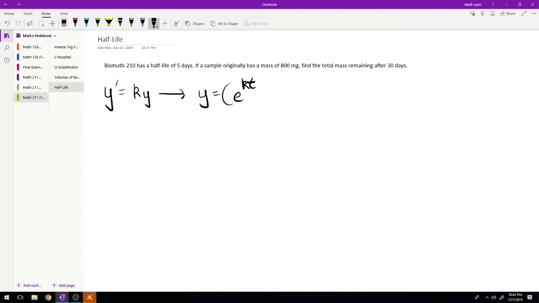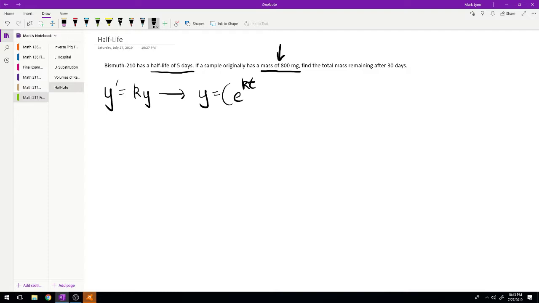So to the problem now. It says bismuth 210 has a half-life of 5 days. If a sample originally has a mass of 800 milligrams, find the total mass remaining after 30 days. So essentially, in these problems, we have to take the two pieces of information that we know and use those to solve for the two variables.